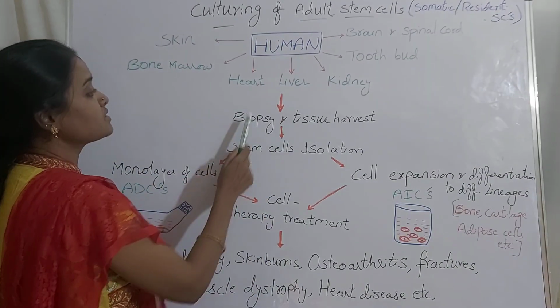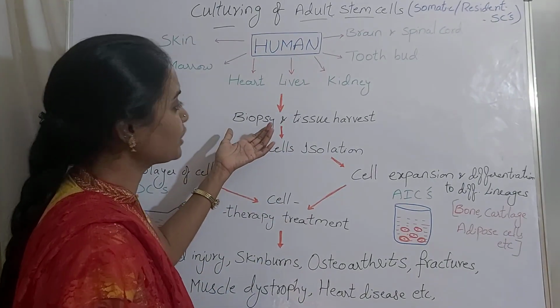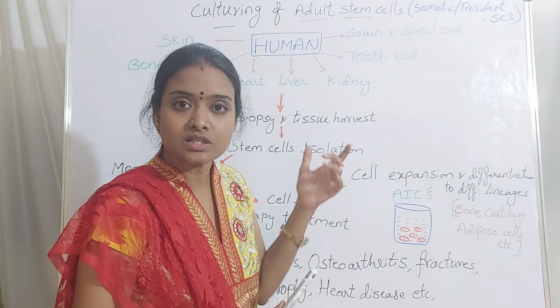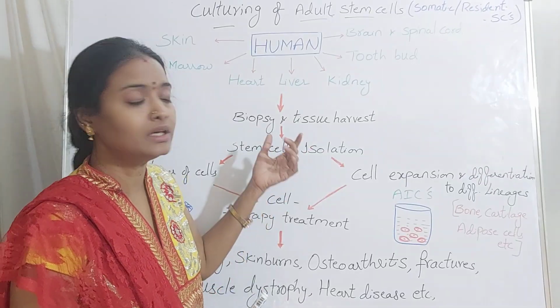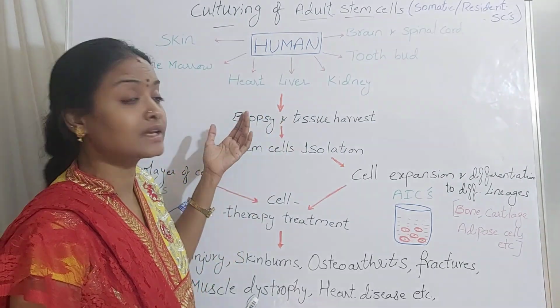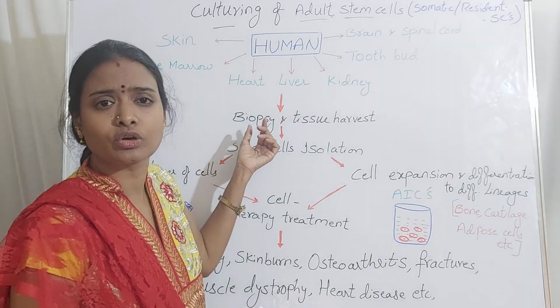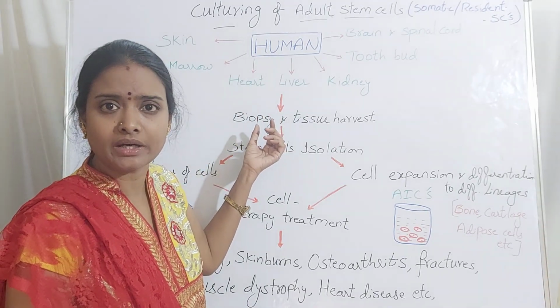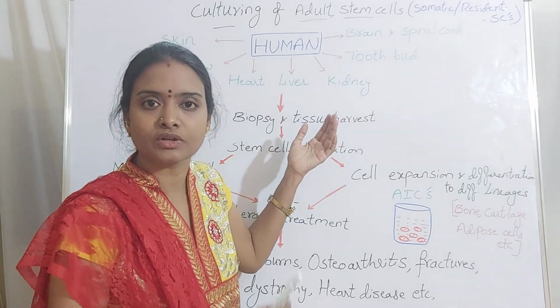So first it is the biopsy and the tissue harvest. So what is this biopsy and tissue harvest? The tissue or the organ, whatever you are selecting, should be cut into a minimum size tissue which is used as an explant, and by the surgical method you are going to obtain the tissue part, right, and then you are going to harvest that one or grow that one.